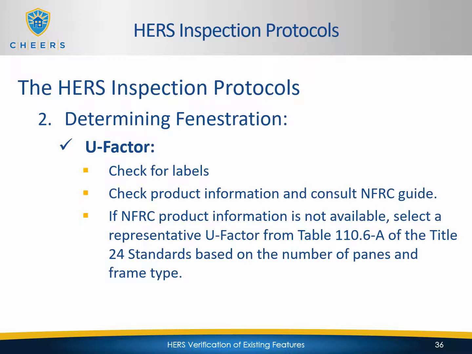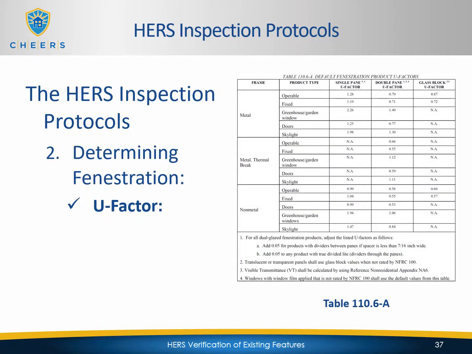For the U-factor, it's the same thing. Again, you want to check for labels, you want to check product information and consult the NFRC guide. And if NFRC product information is not available, you want to select a representative U-factor from table 110-6-A of the Title 24 standards based on the number of panes and frame type. And this table looks just like the other one, except that it's specific to U-factors and not solar heat gain coefficients.